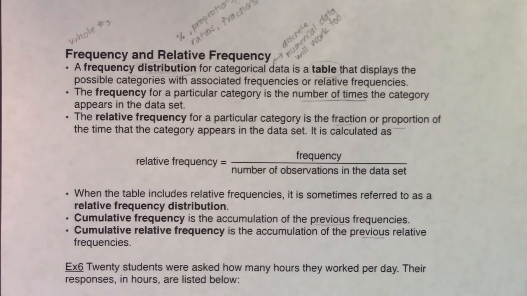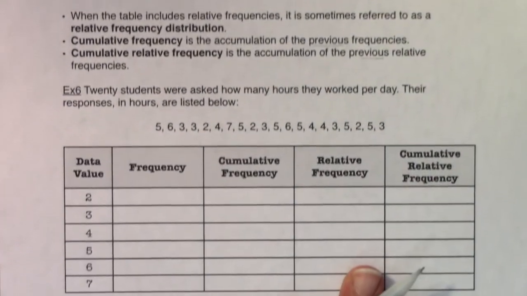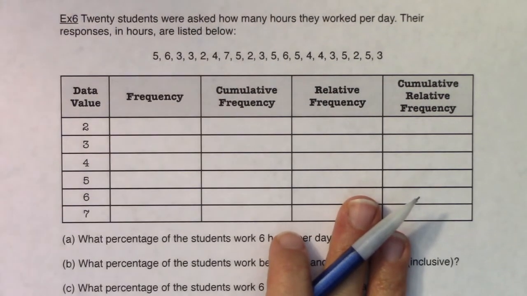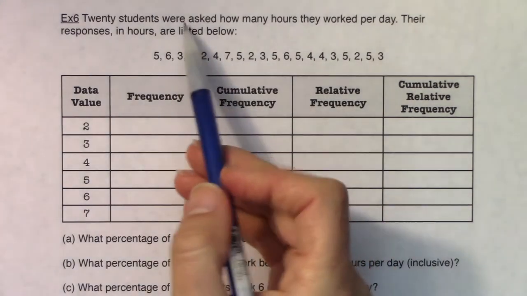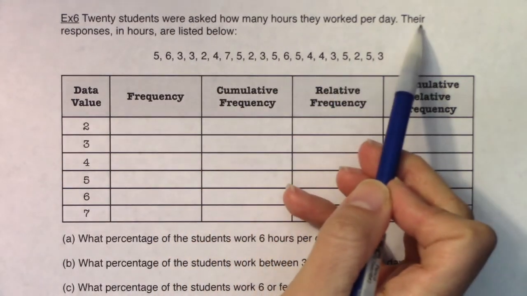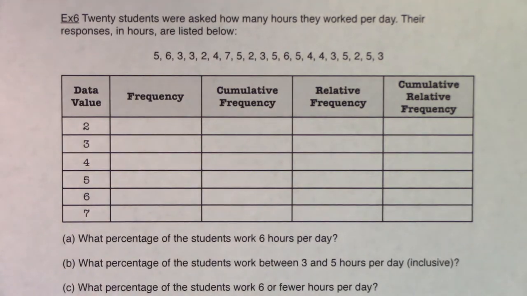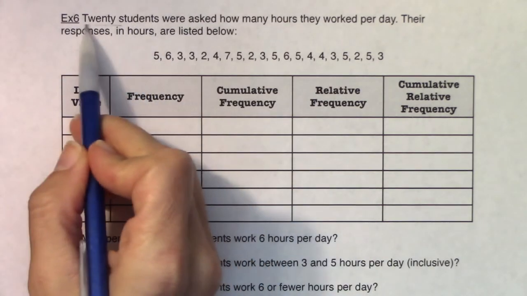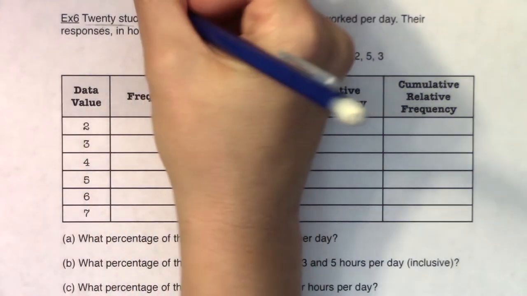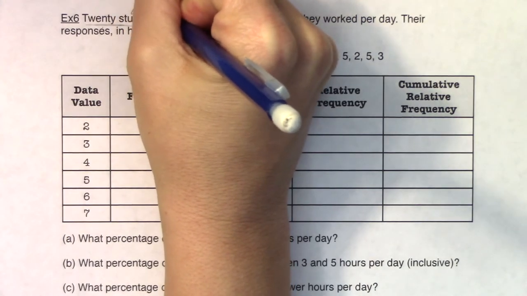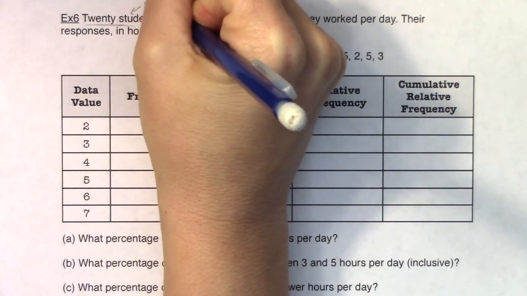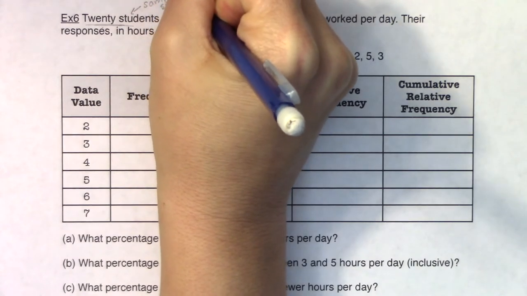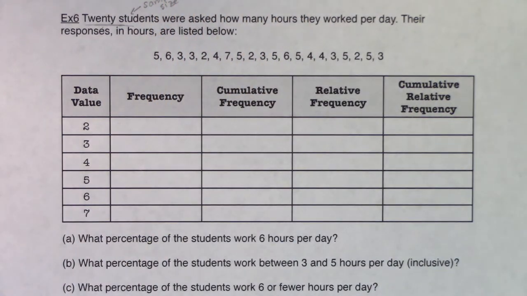I'm going to scoot this page up to show example six. Okay, so as we start to take a look at this, it says 20 students were asked how many hours they work per day. Their responses in hours are listed below. So one thing I want us to think about here: I have 20 students, so my sample size is 20. Frequently, we'll say that that is our n.